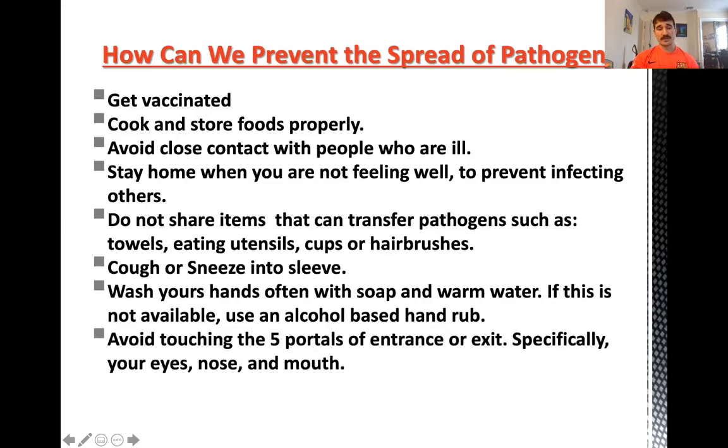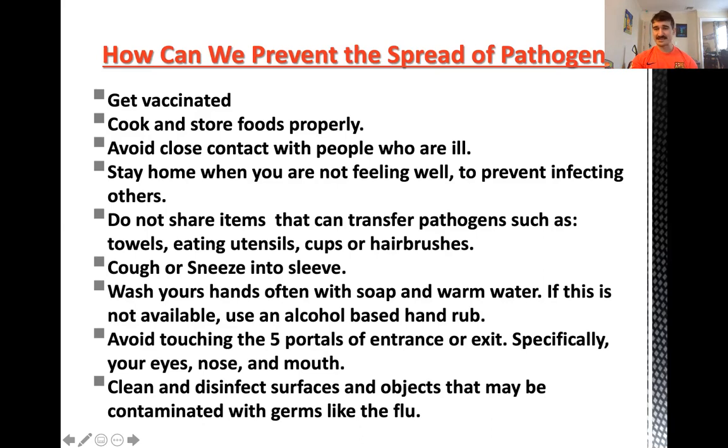Avoid touching the 5 portals of entrance or exit, specifically your eyes, nose, mouth, and ears. Don't touch those areas. That's where germs will enter. They're going to navigate into your body, and at times you're going to be symptomatic and have flu-like or cold-like symptoms. Clean and disinfect your surfaces. That's everywhere. So even if you're at school, clean your desk. I know teachers are starting to do that more often. That's great. Use those practices at your house too, like clean your bedroom area, the bathroom area, all that stuff. These are basic practices.